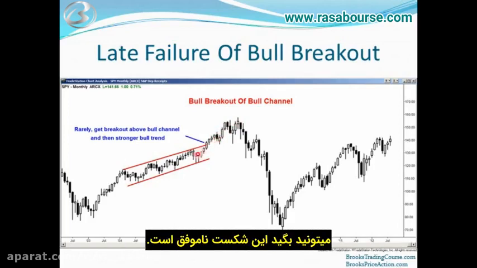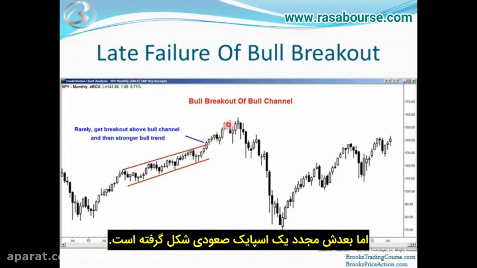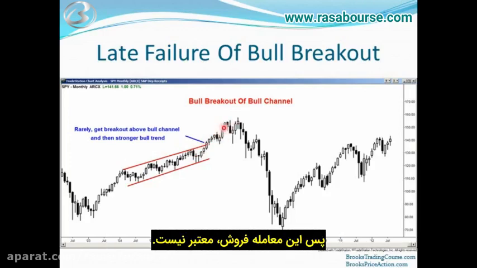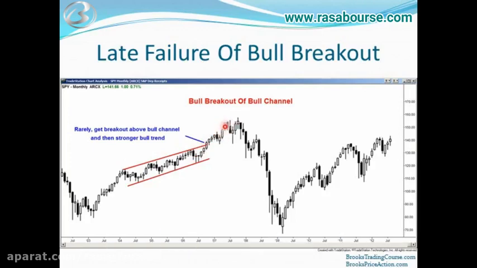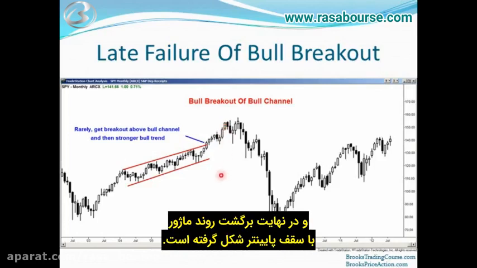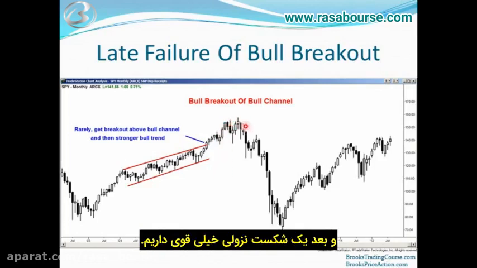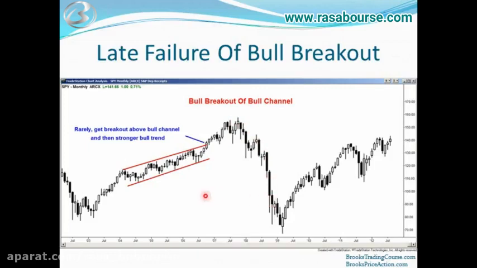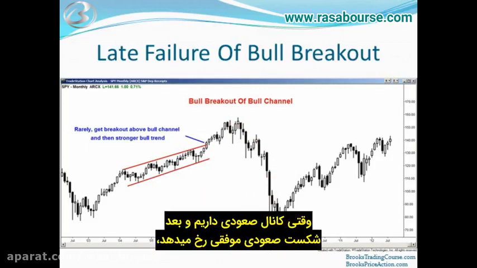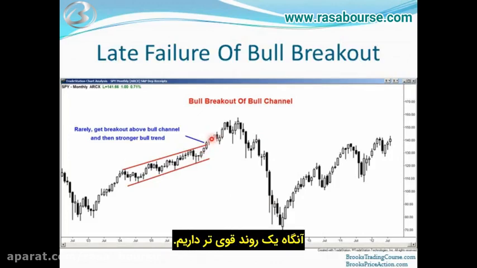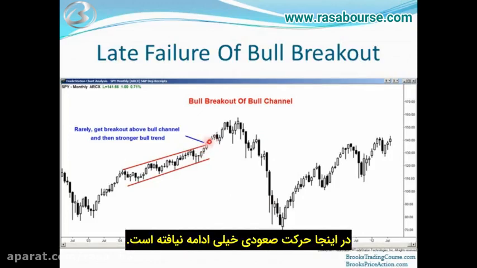You could argue this is a failure as well, but again we have a new spike up, so that's probably not a reliable short. Ultimately, the market ended up with a lower high major trend reversal and a very strong bear breakout. When the market does successfully break out above the top of a bull channel, it's a stronger trend. Here we did not get all that much follow through, and we ultimately reversed on the third push up.